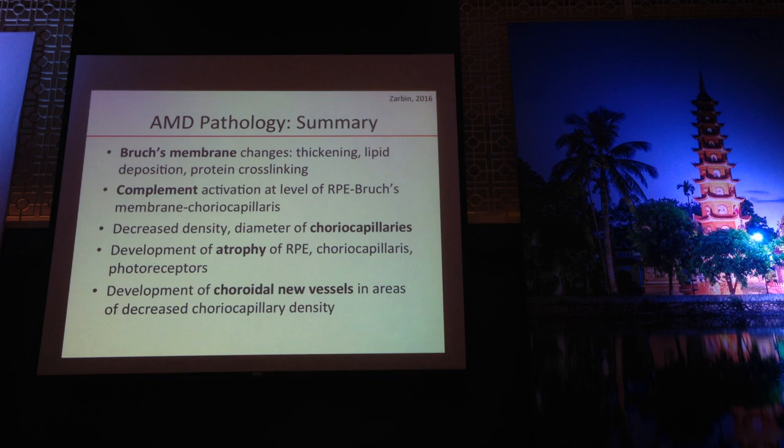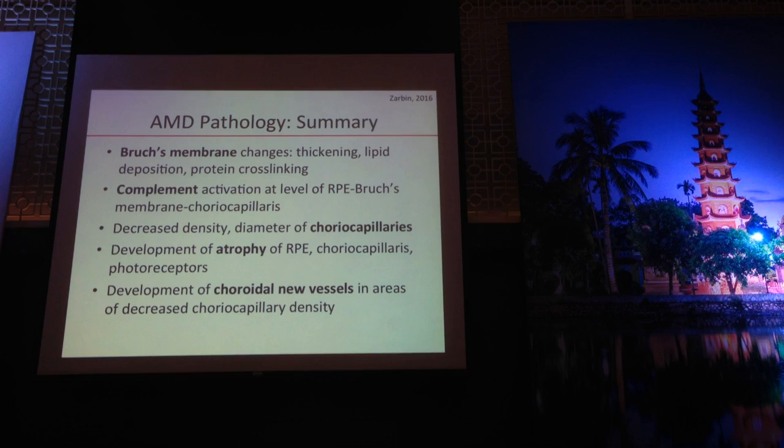But to summarize about the pathology, the things that I think are absolutely true that you can take home: Bruch's membrane changes are an important part of AMD, thickening, lipidization, protein crossing. Complement activation is an important part of AMD, particularly at the level of the choriocapillaris or the inner membrane. There's a decrease in the density and the diameter of the choriocapillaris with aging, but particularly with AMD, even early AMD. Atrophy of the RPE, choriocapillaris, and photoreceptors follows, as does the development of the vessels.